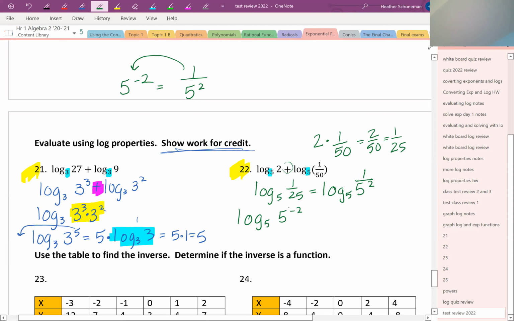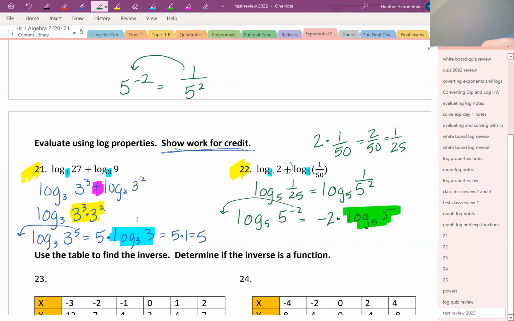And now, just like I did on the other one, I'm going to bring the negative 2 out front. So I have negative 2 times log base 5 of 5. And right here, because the base and that bigger number match, now I know that this is just 1. So this is negative 2 times 1, which is just negative 2.